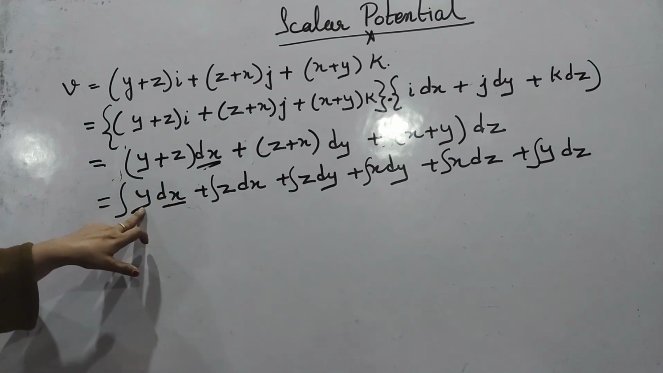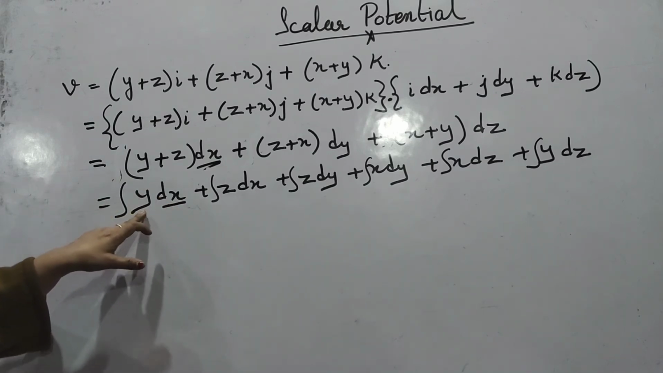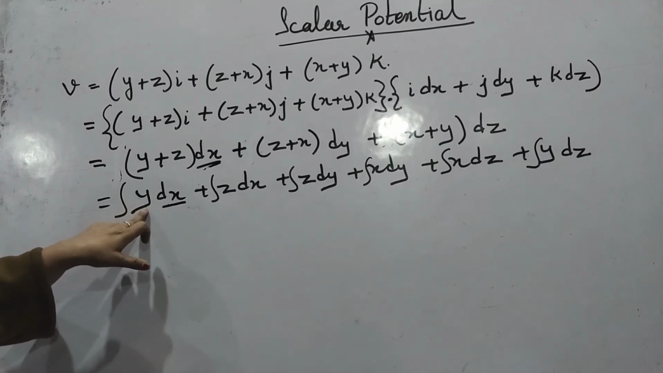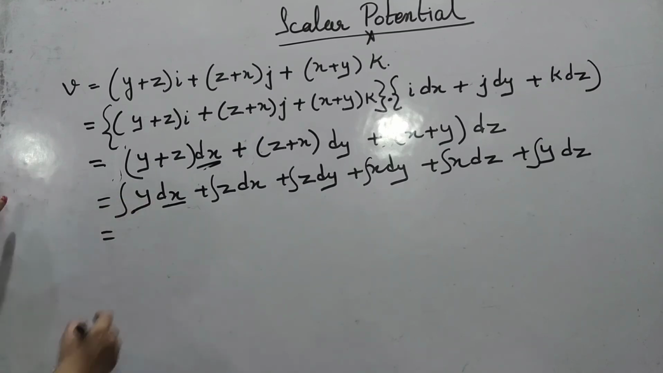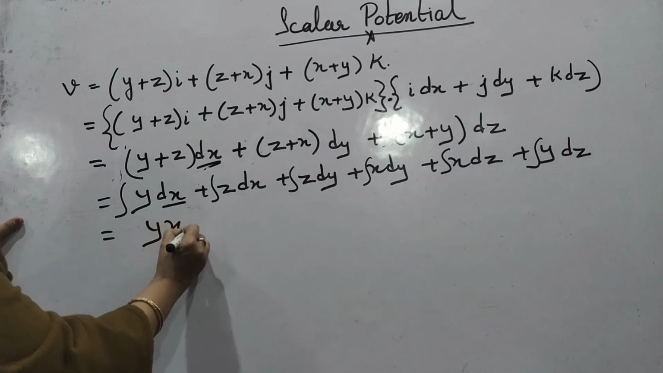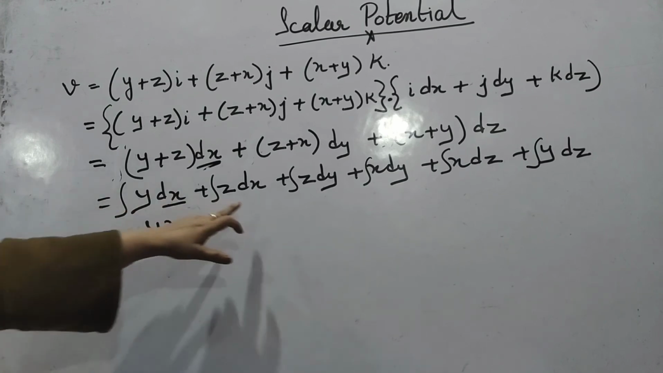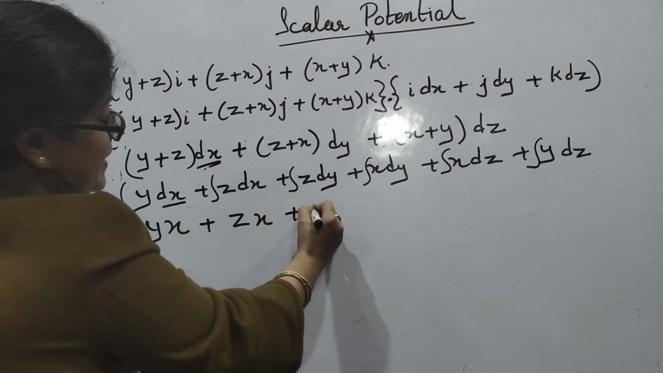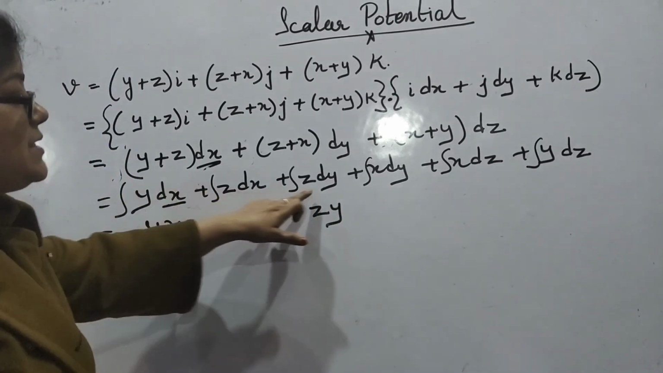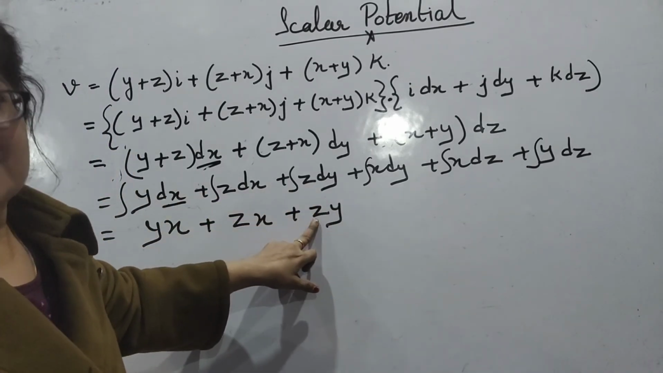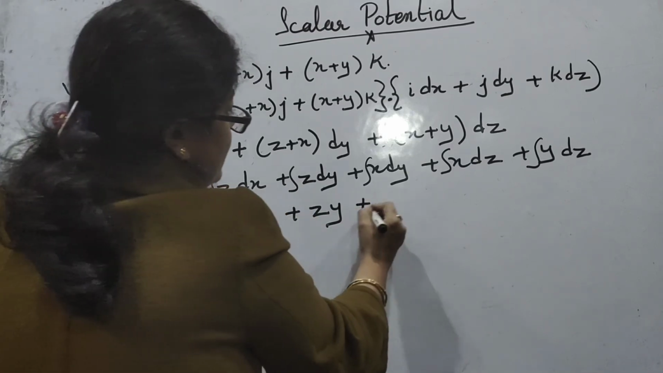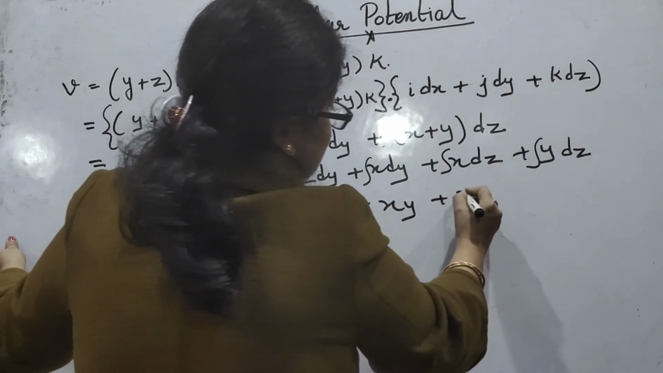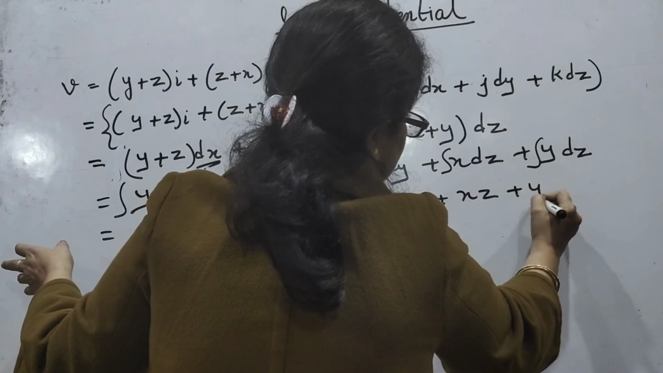Okay, now here dx. There's no element of x, only y is there. That means we take y as a constant value, and when we integrate, we get xy. Similarly, here we get zx. Here we get zy, because these elements are taken as constants. Here we get xy, then xz, then yz.